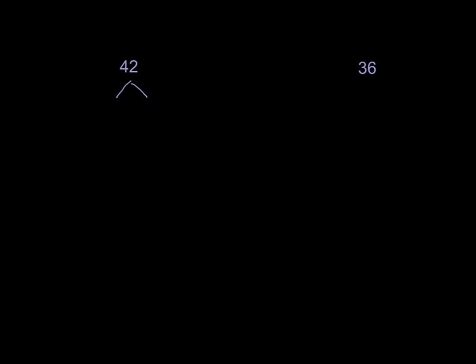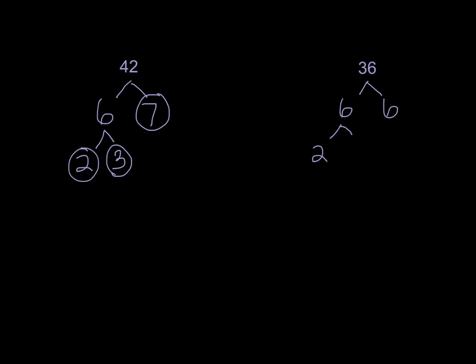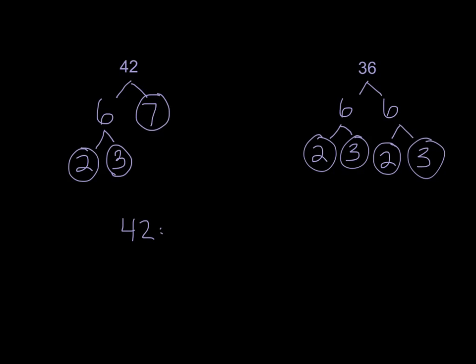So I start by using 6 times 7 for 42, and then 2 times 3. And then for 36, I'm going to do 6 times 6 and factor that out into 2 and 3 and 2 and 3. Circled my primes. Great. Now I'm going to list the prime factors for my 2 numbers. So for 42 I had 2, 3, and 7. And for 36 I had 2, 2, 3, and 3.